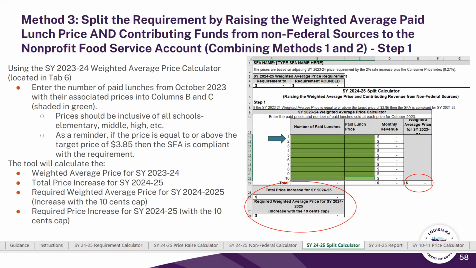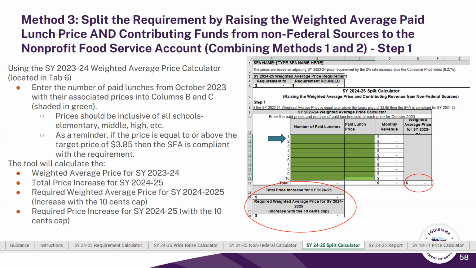Method 3, Step 1: using the school year 23-24 weighted average price calculator located in tab 6, enter the number of paid lunches from October 23 with their associated prices in 2 columns, B and C, shaded in green. Prices should be inclusive of all schools: elementary, middle, and high, etc. As a reminder, if the price is equal to or above the target price of $3.85, then the SFA is in compliance with the requirement.